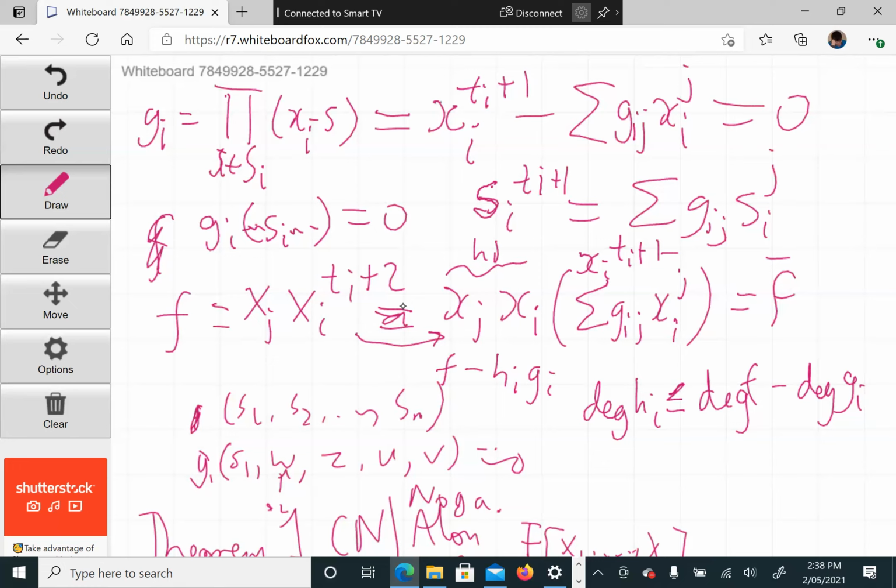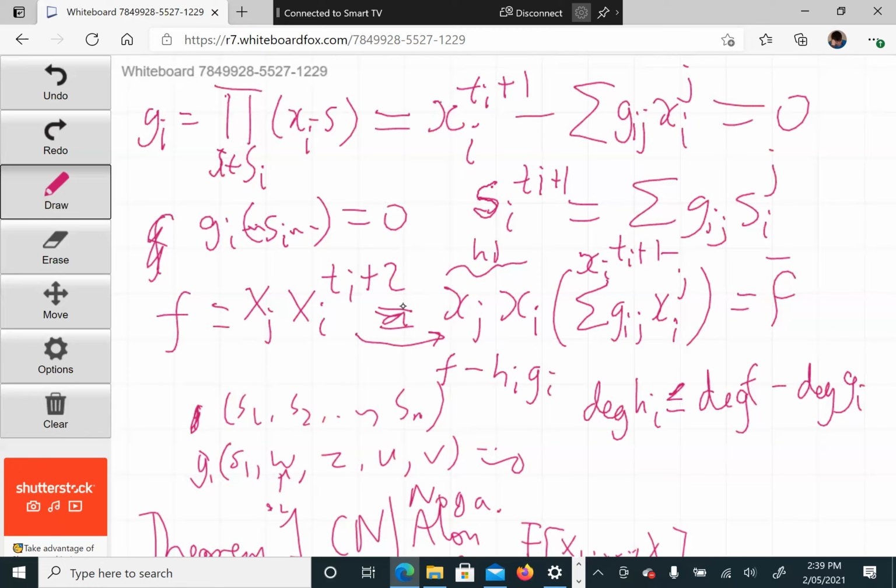So can you see what happens? We did these operations on F, which amount to subtracting HIGIs from F. But every time you do it, it decreases the degree. The degree is now less than TI plus 1. Then you just do it again, when you're allowed to do it again, because you're just minusing each time.